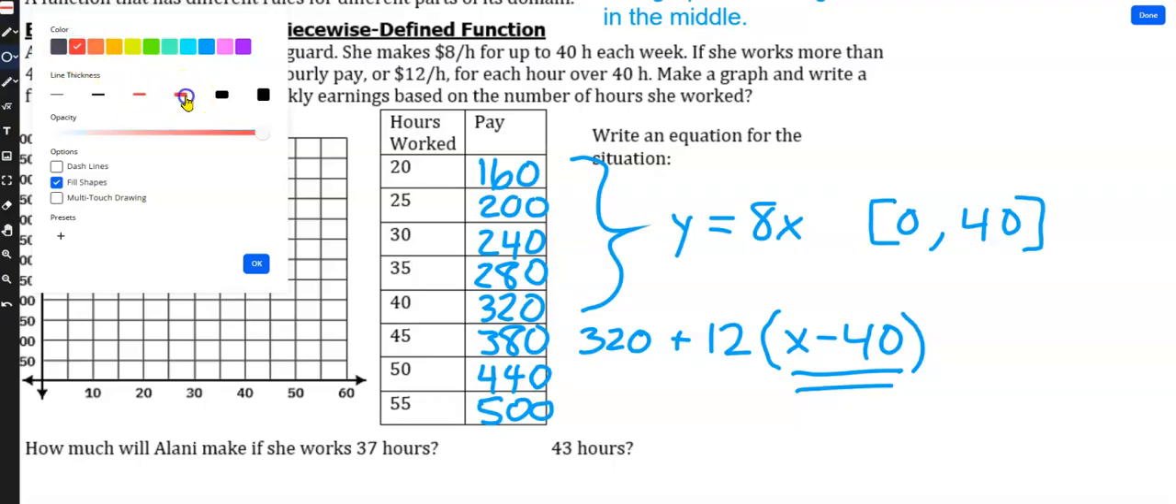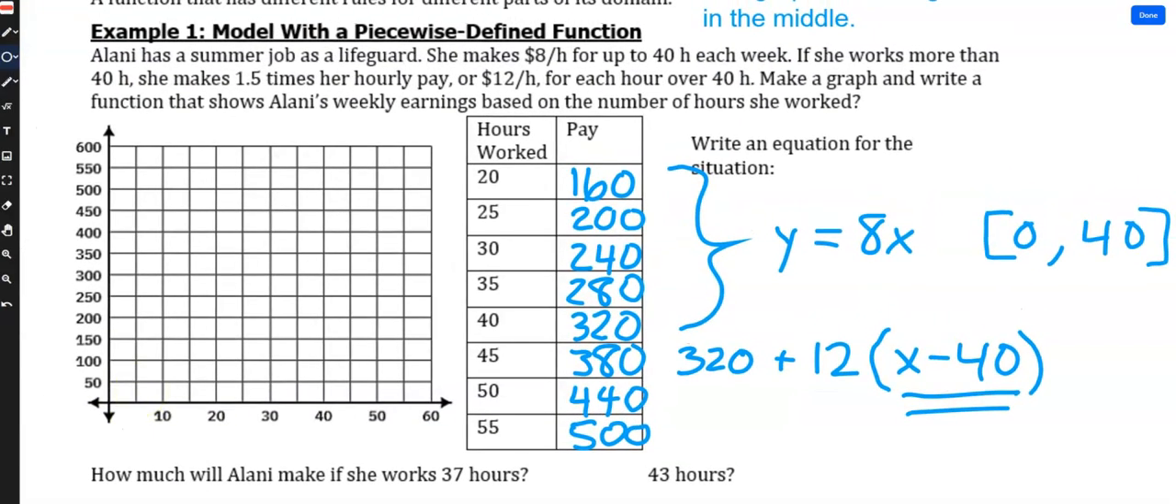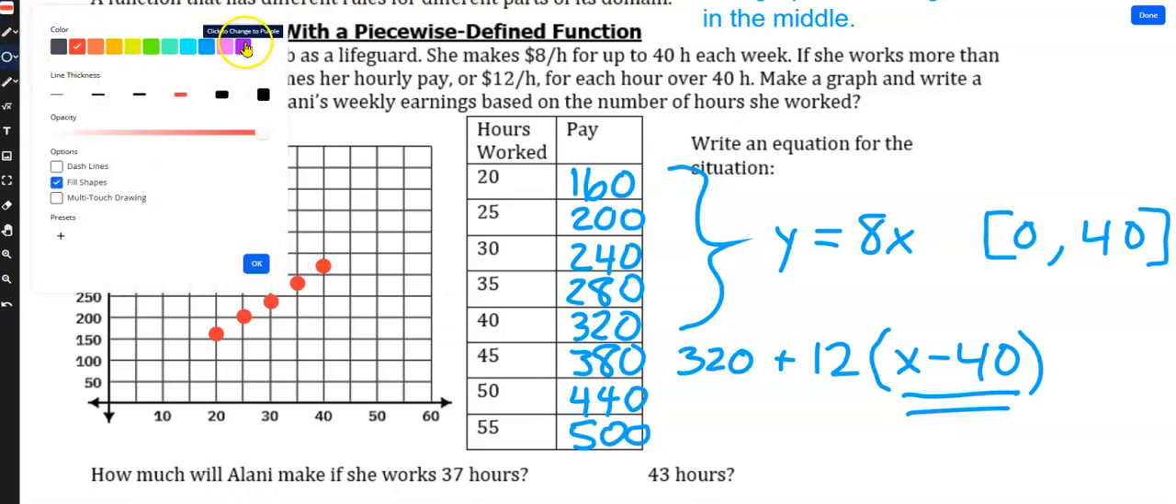Let's use bigger circles. So 20 gets me $160, and 25 gets me 200, and then 240, and then 280, and then 320. But then I'm going to choose a different color just so it makes sense.